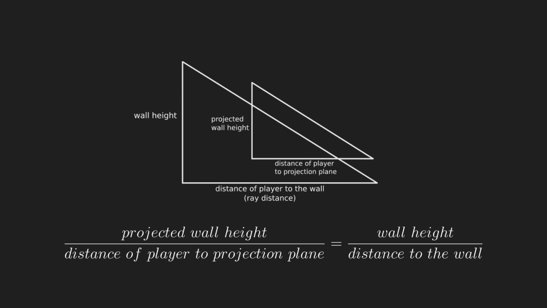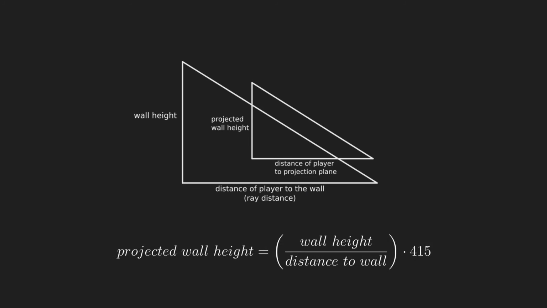Now we go back to our giant formula. We shift things around and we get the projected wall height. Now we can use this piece of information to draw rectangles for each ray, thus generating walls.